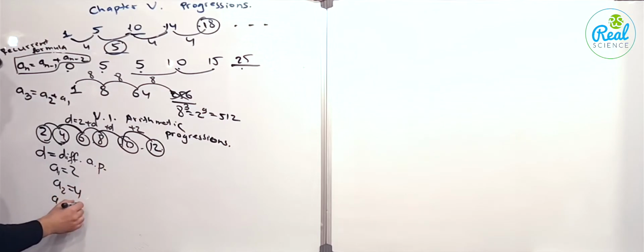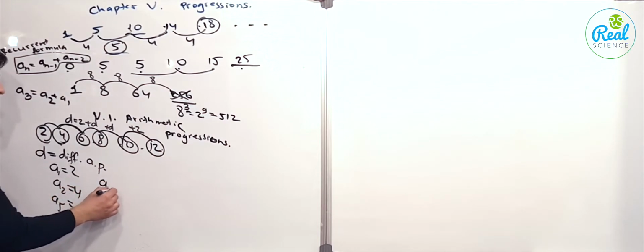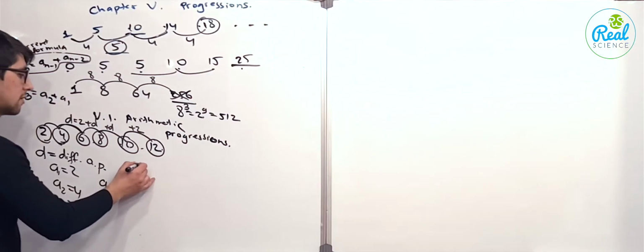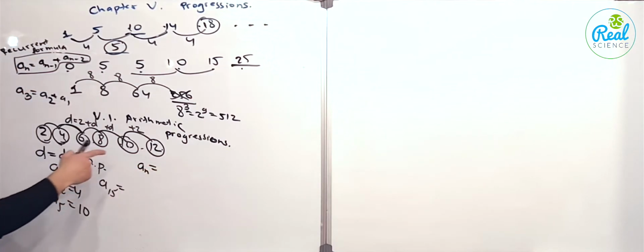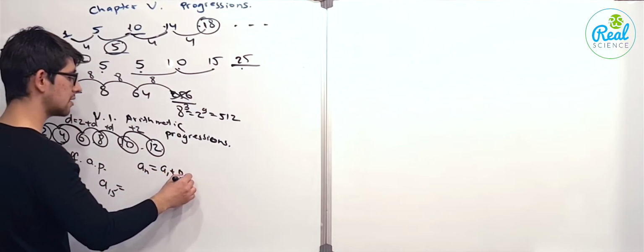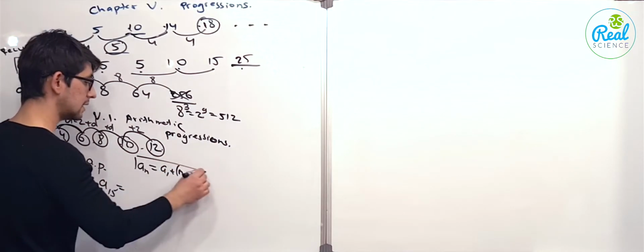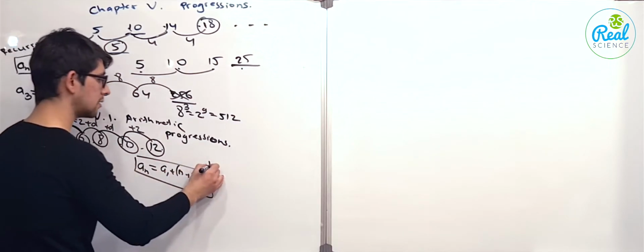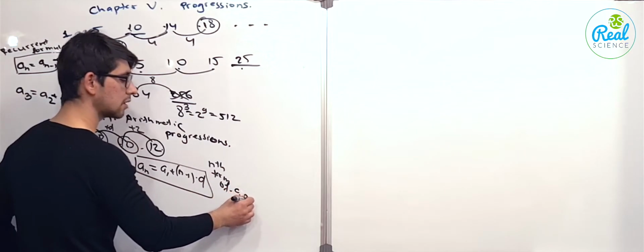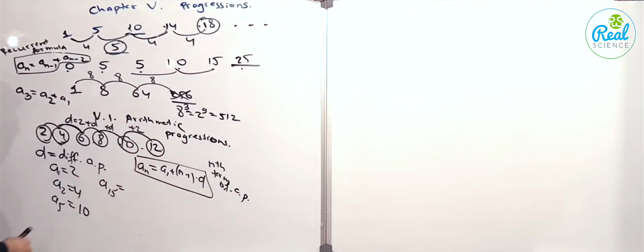4, 5, 10. What is the 15th term? A1 plus... So you have to know the formula of an. An is a1 plus n minus 1 multiplied by the difference. So an is the formula used to find the nth term of an arithmetic progression. Okay? The nth term of an arithmetic progression.